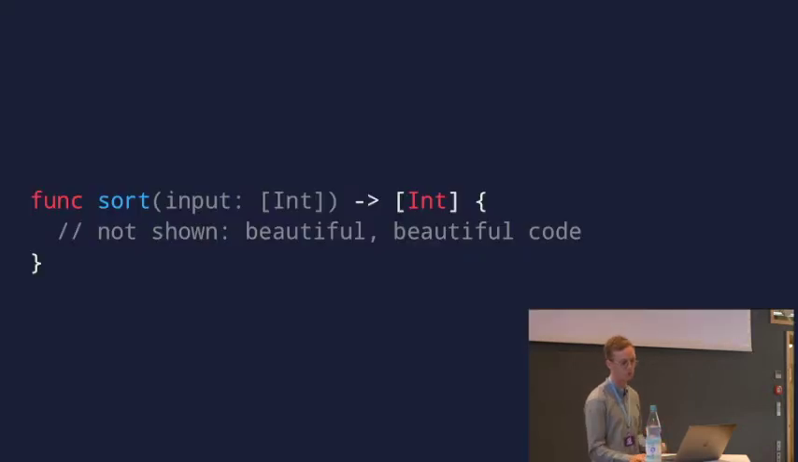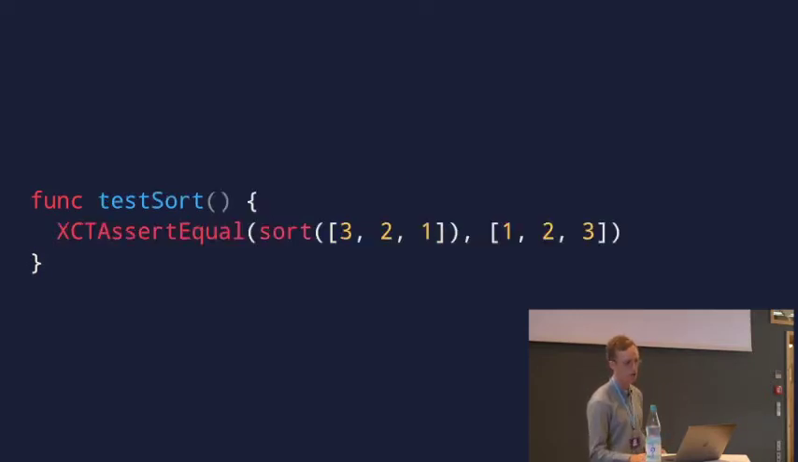So again, let's see a little demo of this. Let's imagine we're writing this function. Again, the implementation doesn't matter, but we're writing a sort function to sort an array of integers. Let's test it. OK, right? We'll start with some known inputs and outputs.